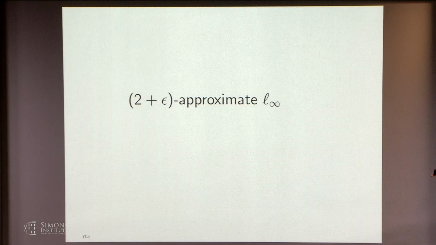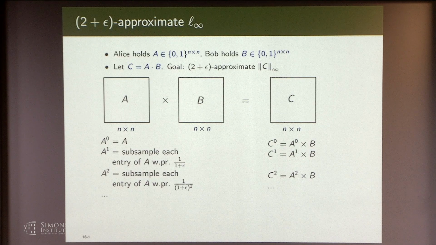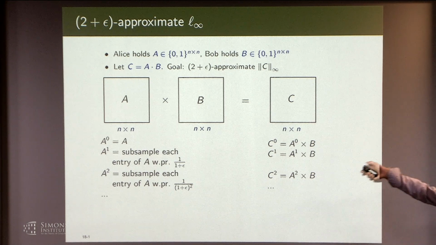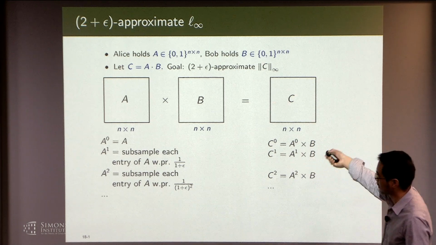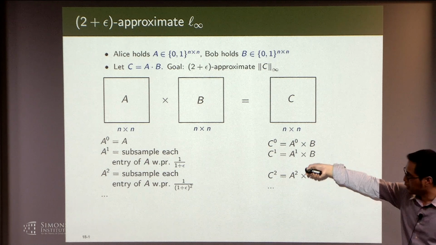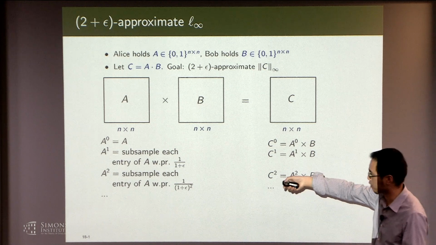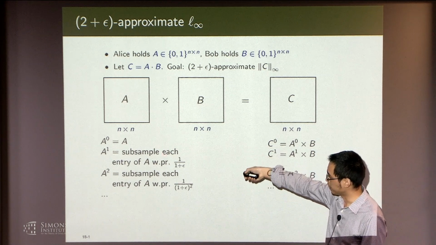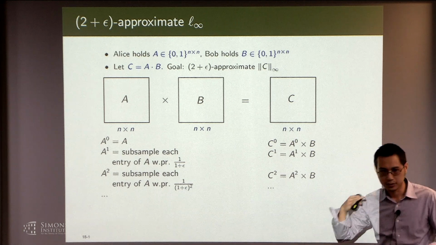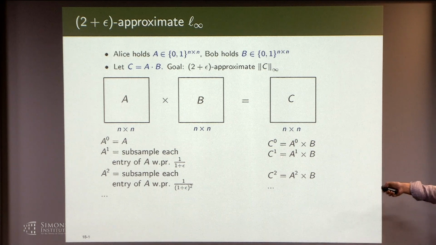For L infinity, we have an algorithm for 2 plus epsilon approximation. So here's the idea: to try to sample this matrix C. By sample, I mean the following. We cannot sample directly on C, so we sample on A. Basically, we create a hierarchy of sampled matrices A1, A2, A3. A1 samples every entry of A with probability 1 over epsilon, and so on, forming a hierarchy. And C1, C2 are just the products A1 B, A2 B, and so on.